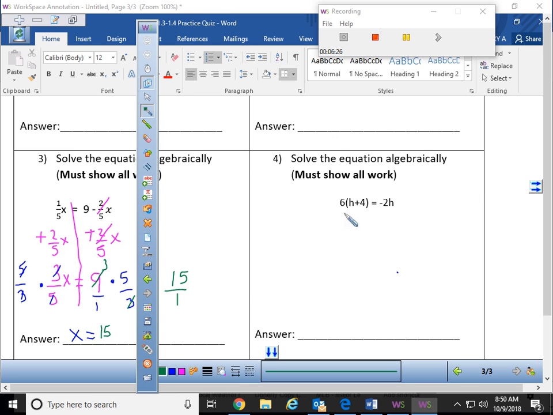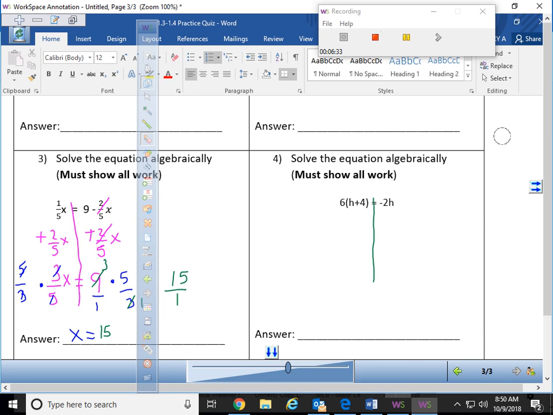Now, let's take a look at the next one. This one right here actually has parentheses. So before I start solving my equation, I'm going to have to use the distributive property to cancel out those parentheses. I know I need to use the distributive property because it's a number times a parentheses of things. And remember, times, not plus, but times.